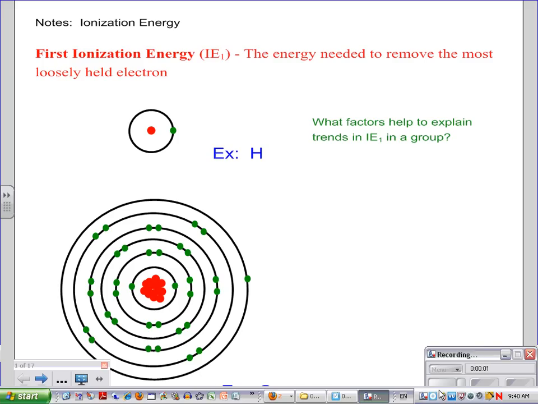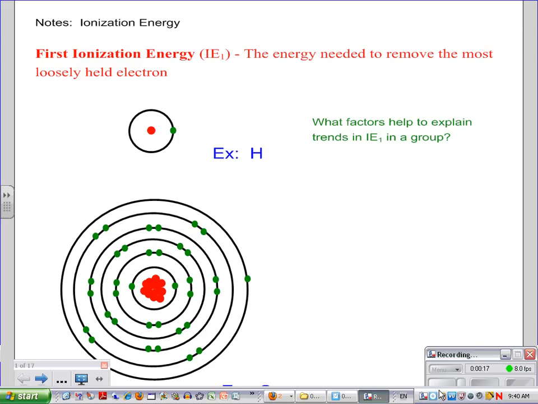Today we're going to look at a couple other trends that we can see on the periodic table. Last time we looked at how we can figure out the size of an atom or the size of an ion. So now we want to think about the trend of ionization energy. And the first thing you need to know about this is the definition.